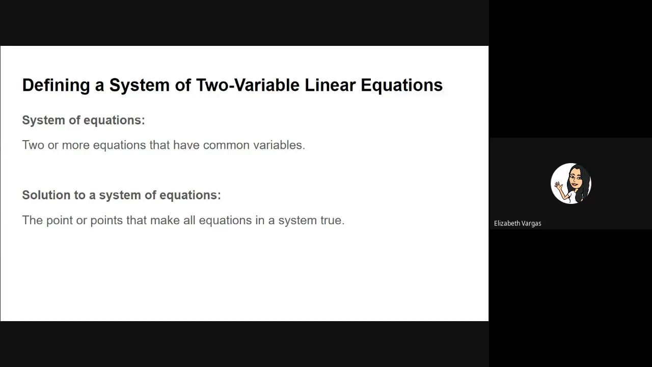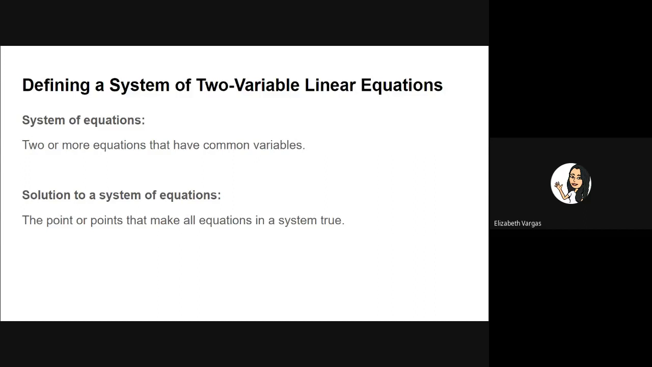For example, our workout gym and our healthy gym equations both had common variables. We were comparing the number of days to the cost, right? We use both C and D to represent those two variables, hence two variable linear equations. The solution to a system of equations, what we're solving for, that intersection point, is going to be the point or points that make all equations in the system true.